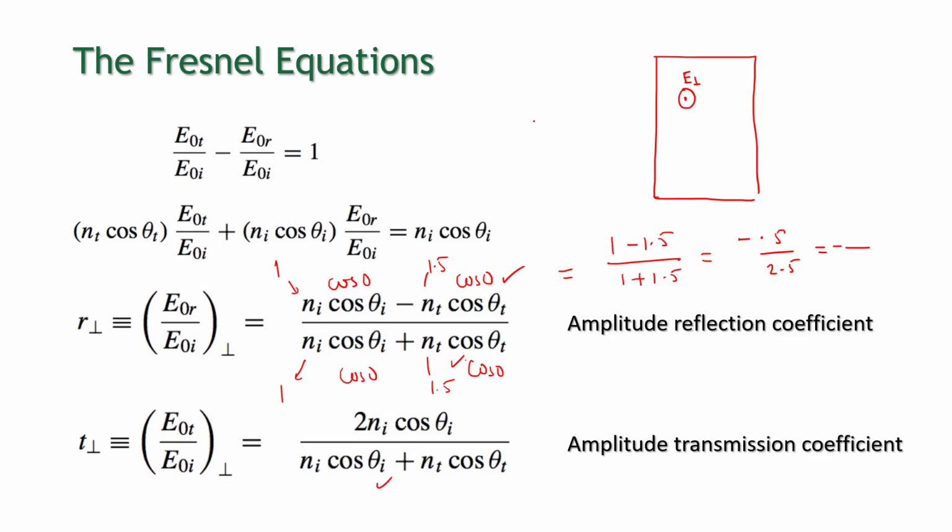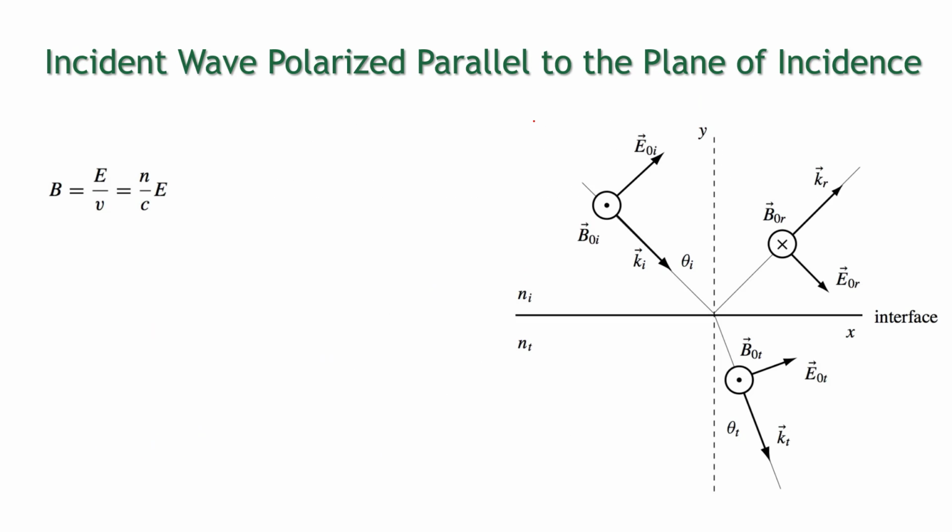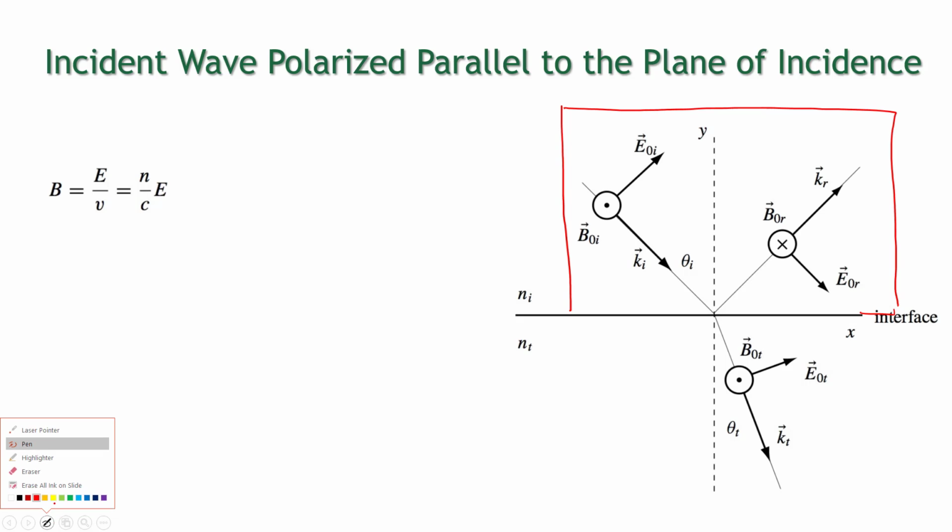Okay. Now let's look at the parallel case. So here is the parallel case. We have this plane of incidence. So this is the plane of incidence. Okay. Again, we have two planes here. Don't be confused with the two planes. We have plane of incidence and we have the plane of the boundary. So this is the plane of the boundary.